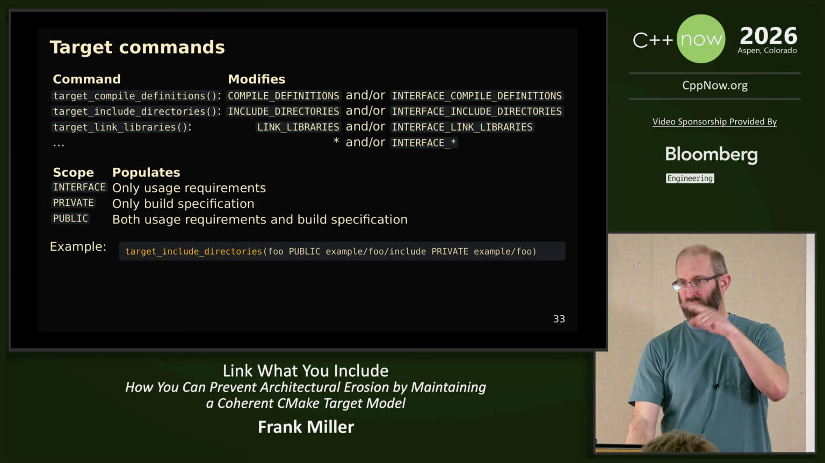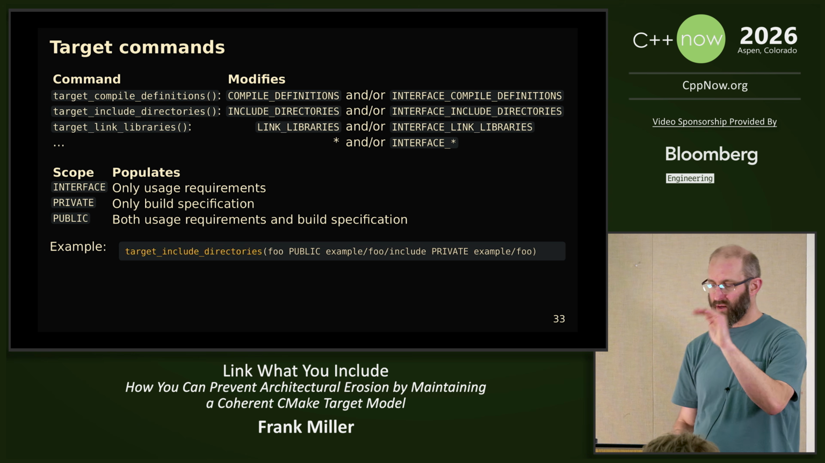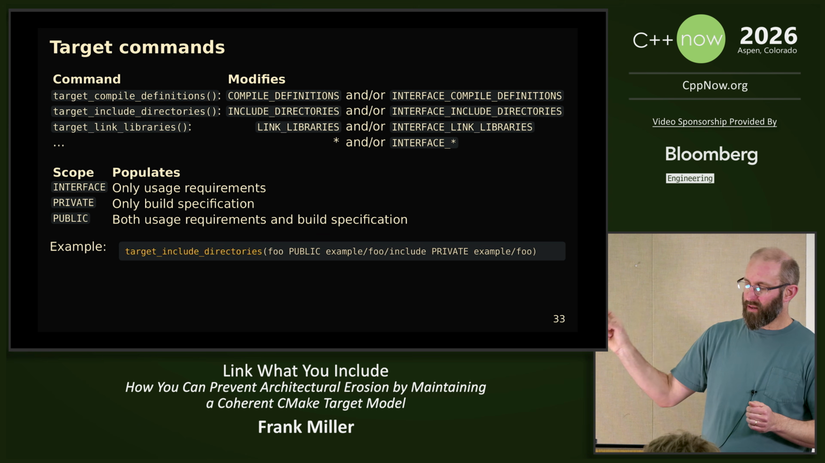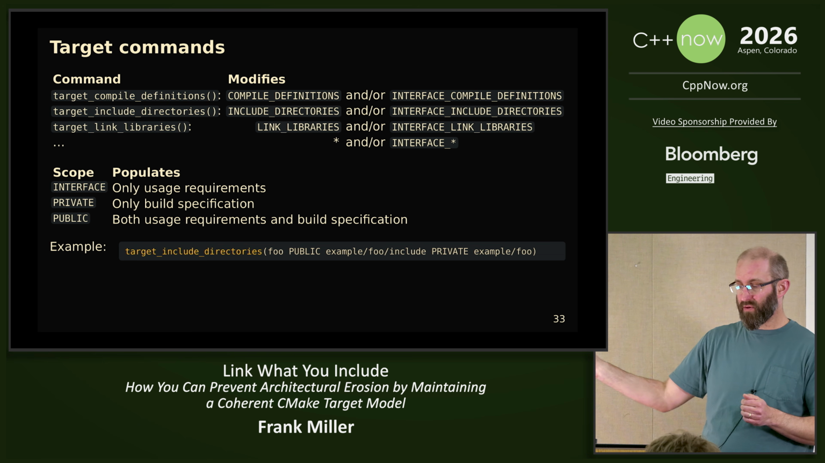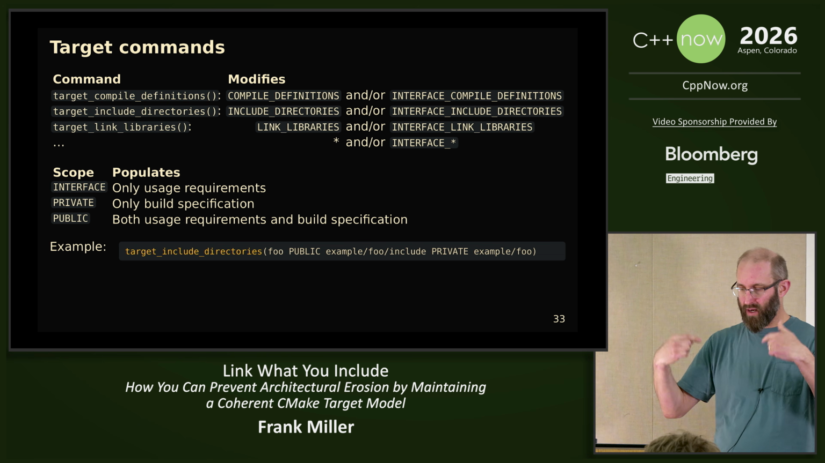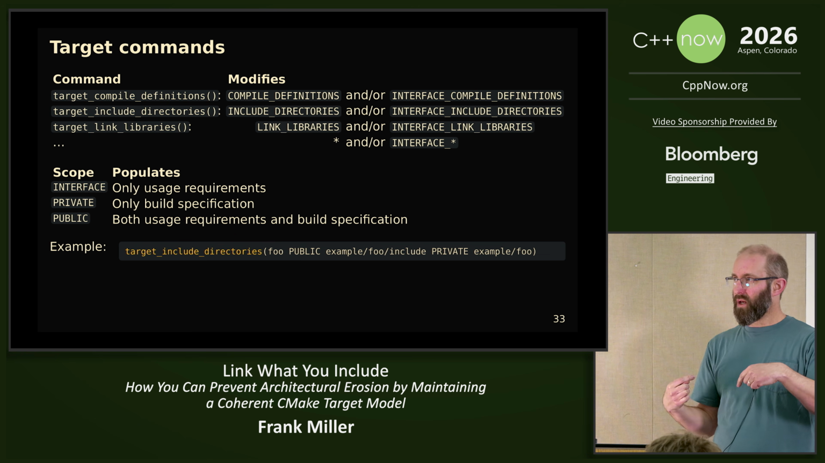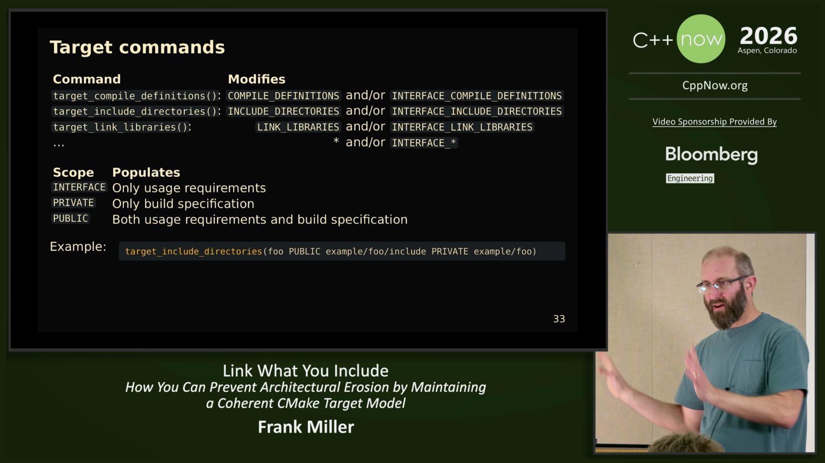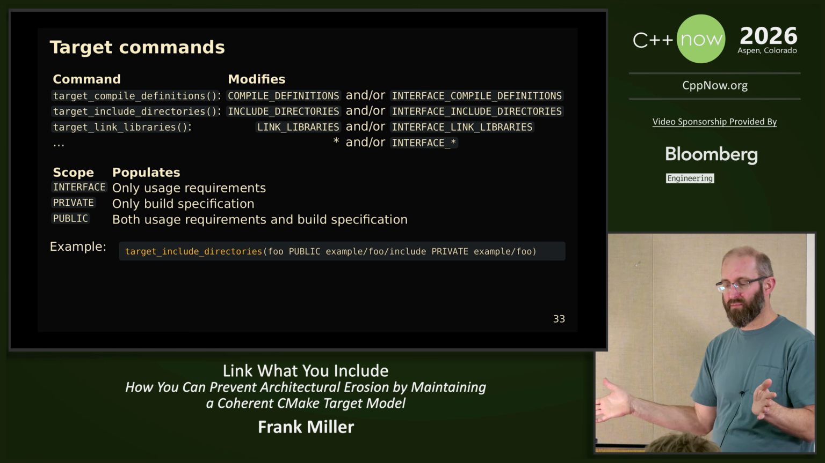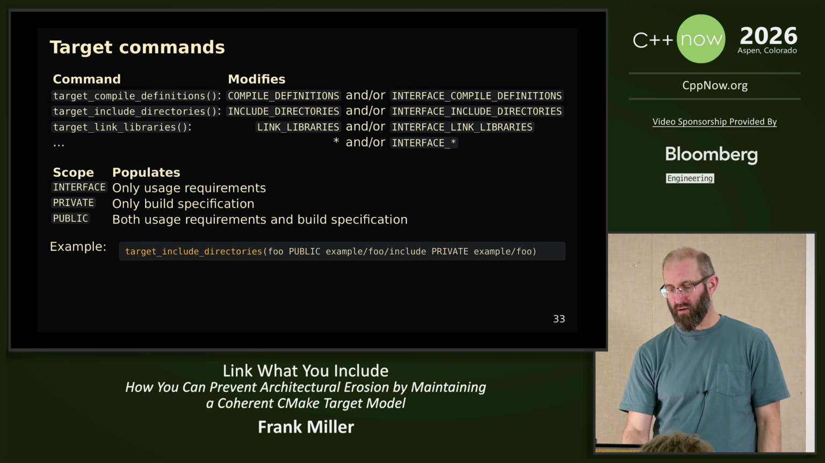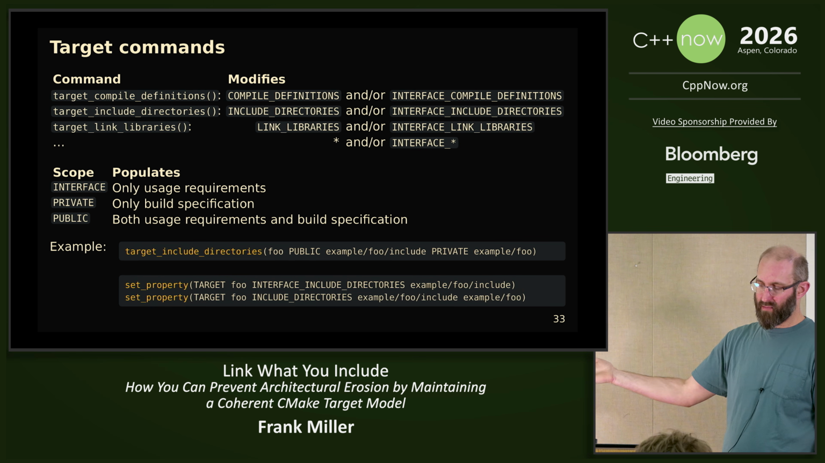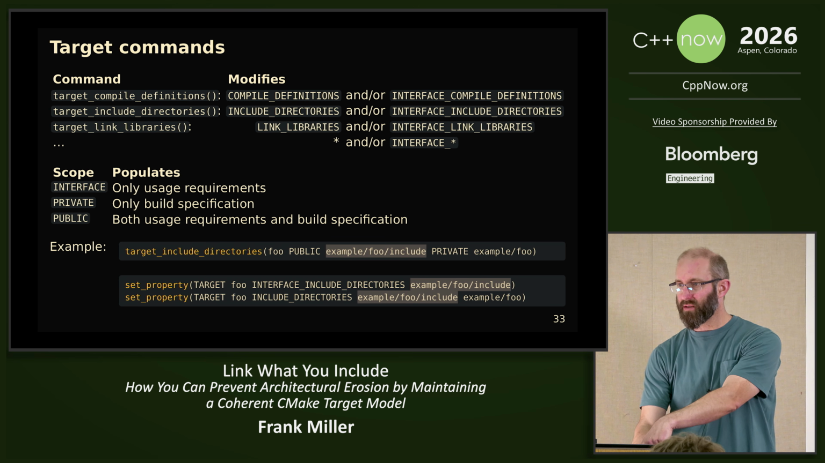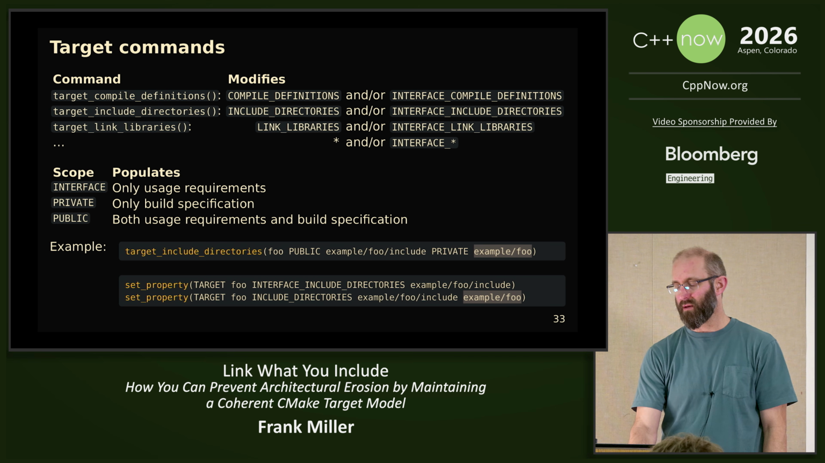So for example, for target include directories, if we're going to attach this to the foo static library, we might pass the example foo include interface include directory as a public dependency, which means that you need it in order to build foo, and you also need it in order to use foo. But the example foo directory is private. You only need that to build foo. You don't need it to use foo, right? So that maps to these set property commands, right? So the public include directory shows up in both places, and the private is just in the build specification.